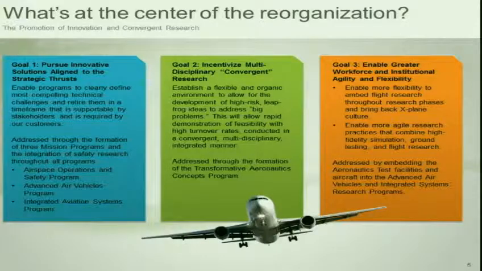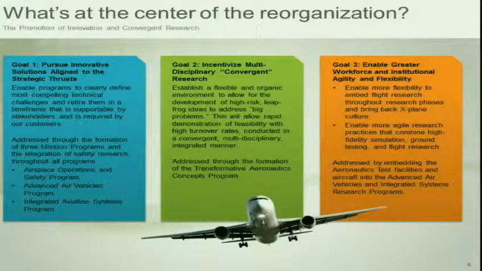And so we did some program reorganization, which I'll talk a little bit more about, to essentially make sure that our programs had clear ownership of those thrusts. And so now we have the Airspace Operations and Safety Program, the Advanced Air Vehicles Program, and the Integrated Aviation Safety Program that satisfies that first goal of pursuing innovative solutions aligned to the strategic thrusts. And again, I'll talk a little bit more about those programs, and the program directors will speak in more detail as well.